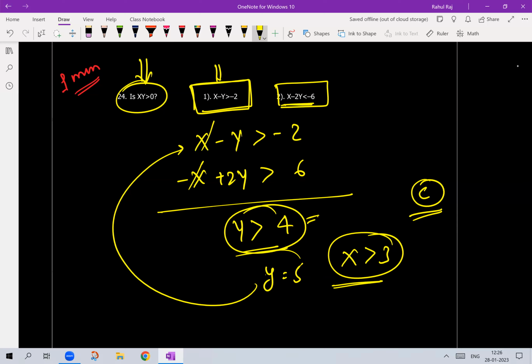Is that okay? Anyone, any doubt? Abhishek, Akansha, clear. Understood.